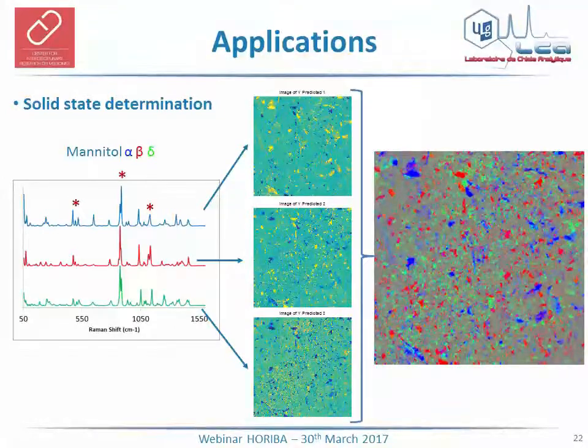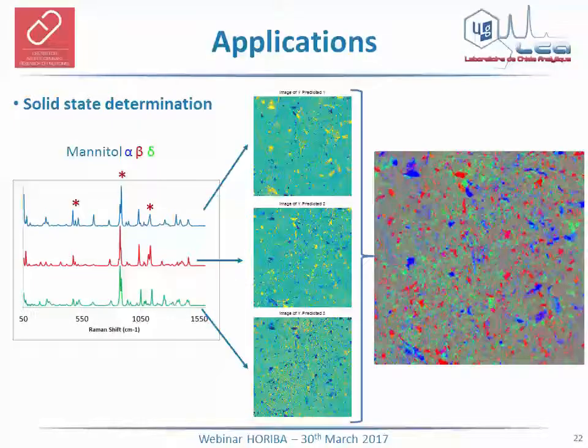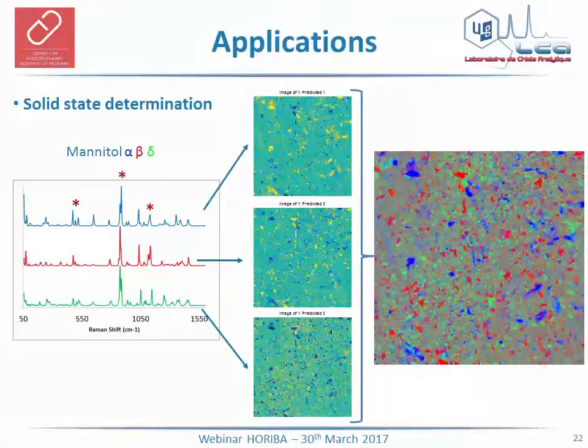Taking into account the spatial information, the location of each polymorph can be directly determined in pharmaceutical products. In addition, the overlay of each map allows to build a global image of the sample in which the spatial distribution of each polymorph can be compared, as presented on the figure on the right side. Alpha mannitol in blue, beta in red, and gamma in green.